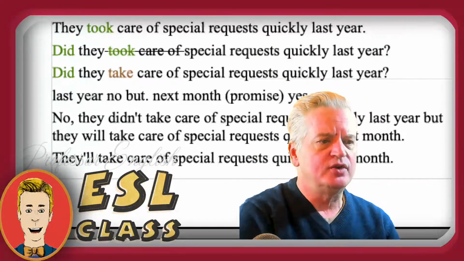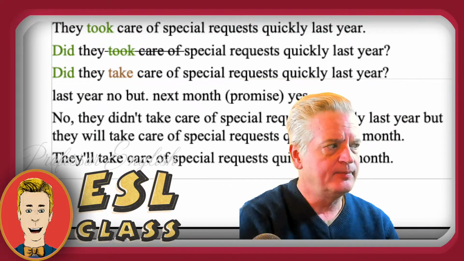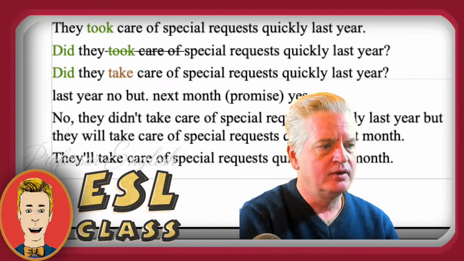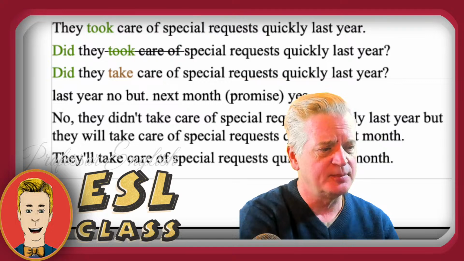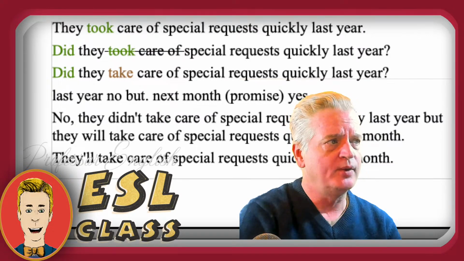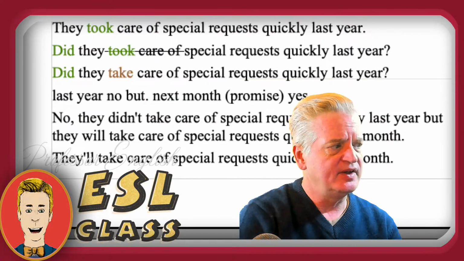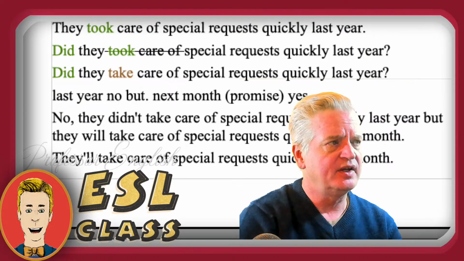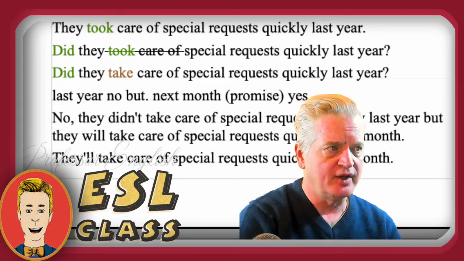Let's make a yes-no question with this sentence. Did they? Did they take? Did they take care of? Did they take care of special requests? Did they take care of special requests quickly last year? And how would you answer no? No, they didn't. No, they didn't take care of special requests. No, they didn't take care of special requests quickly last month.